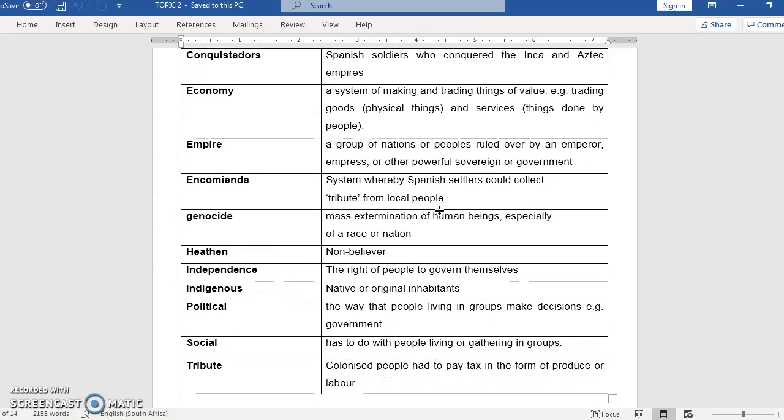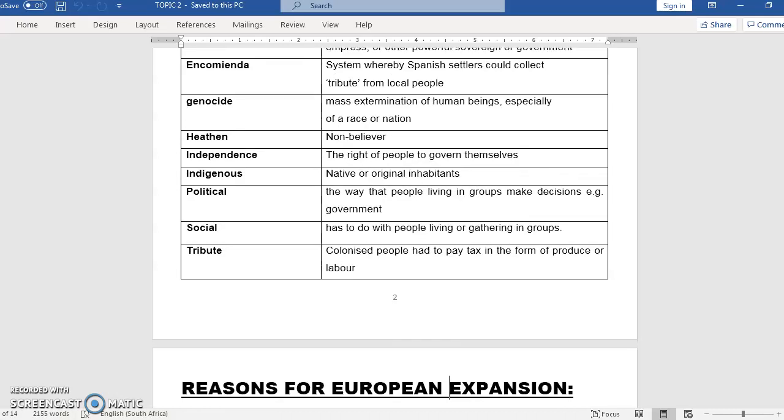Then we've got the word heathen. That's going to come up a lot in this unit. A heathen is basically a non-believer. Somebody that did not believe in God would be referred to as a heathen. There's a popular song made by the band Twenty One Pilots where they actually speak about heathens. Then you've got independence. That means the right of people to govern themselves.